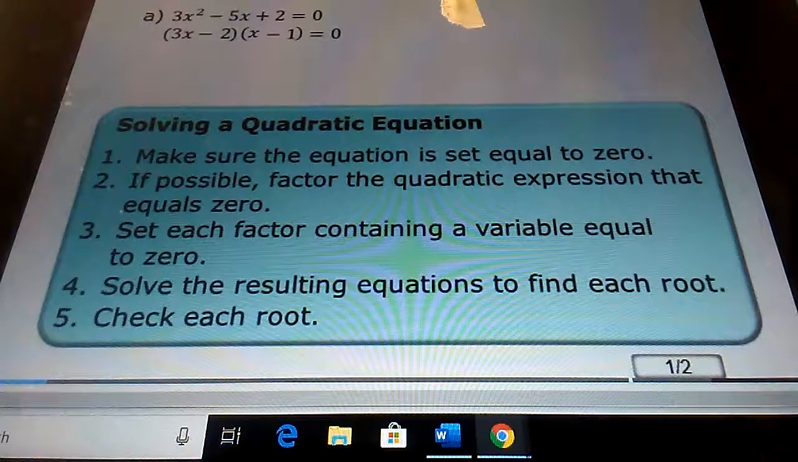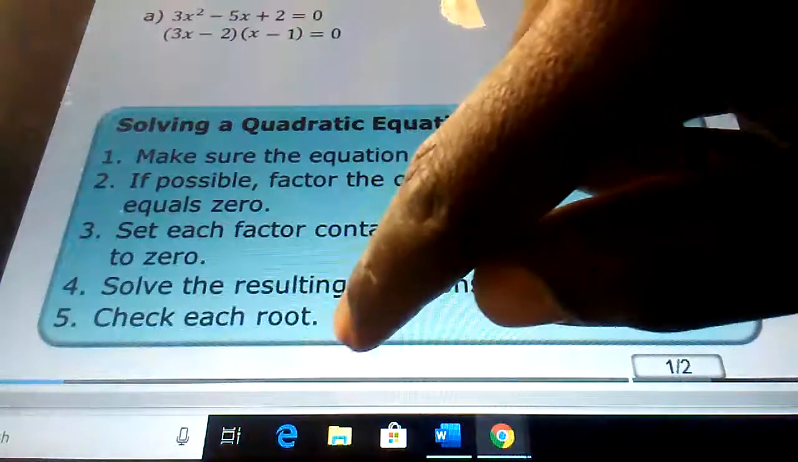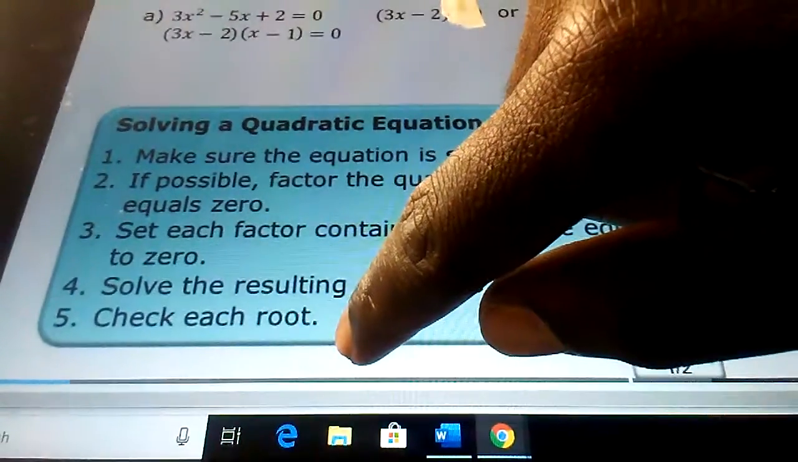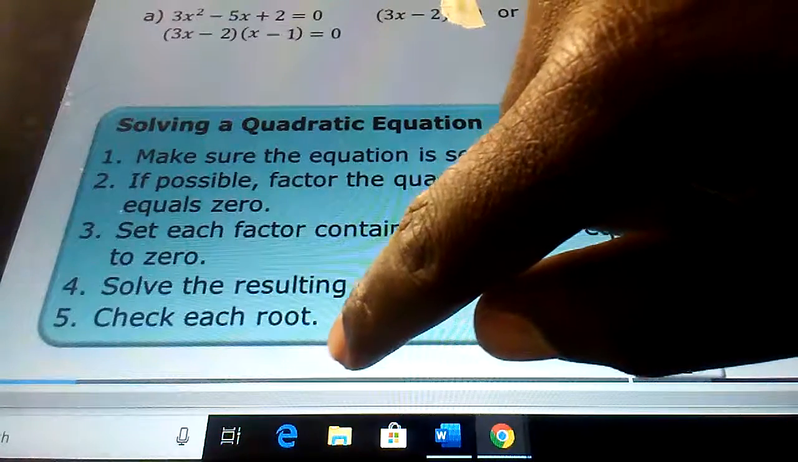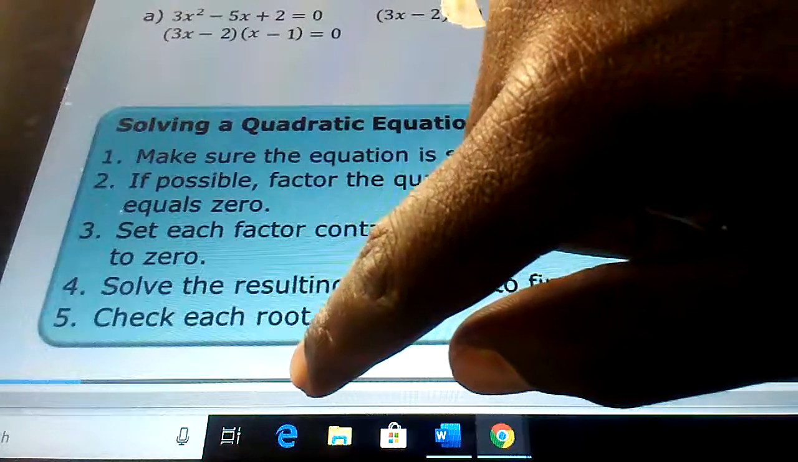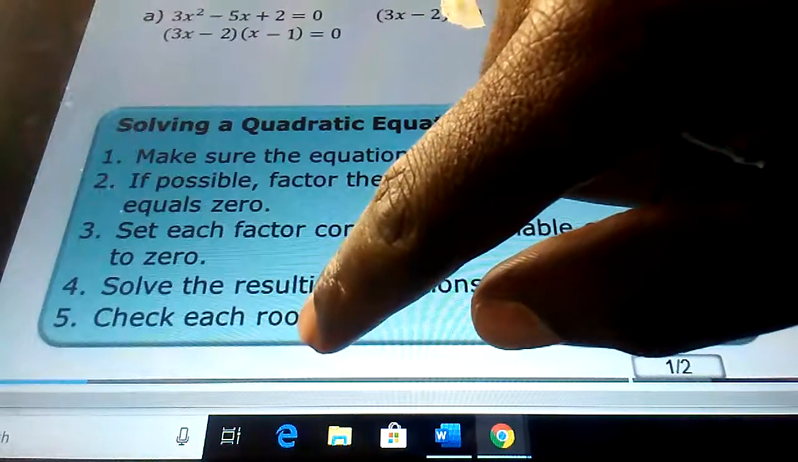Now set each factor containing a variable equal to 0. The zero factor property tells us that if a product is 0, at least one of the factors must be 0. So either 3x minus 2 equals 0, or x minus 1 equals 0. Now solve these equations. Let's solve the easy one first. X minus 1 equals 0, so x is equal to 1.